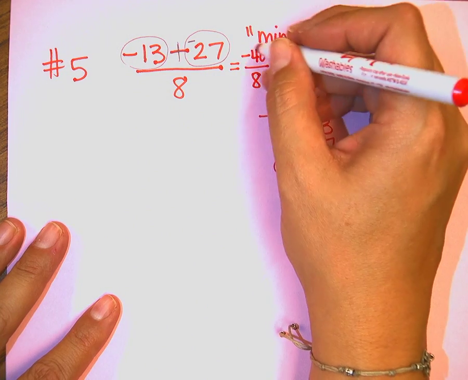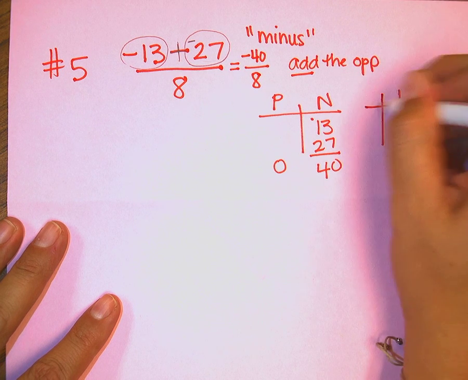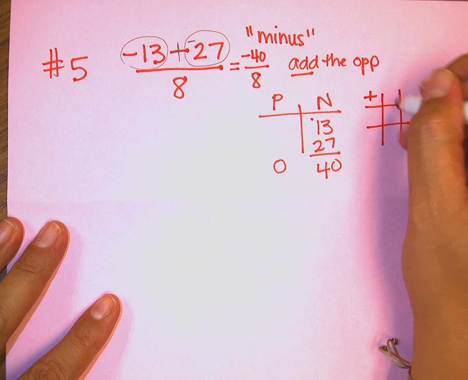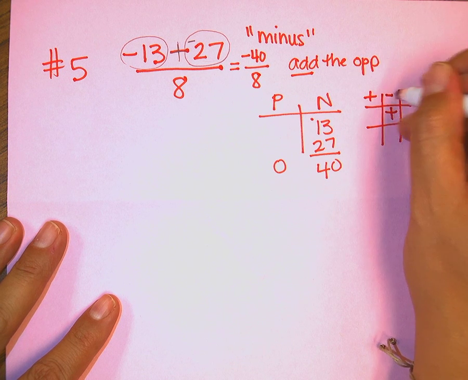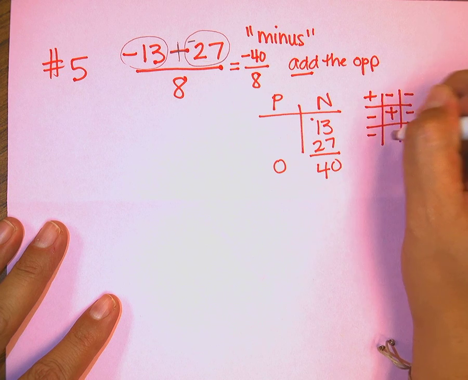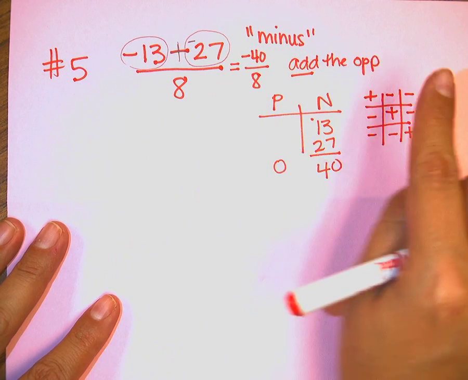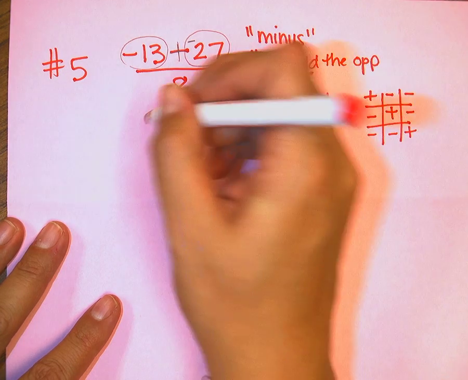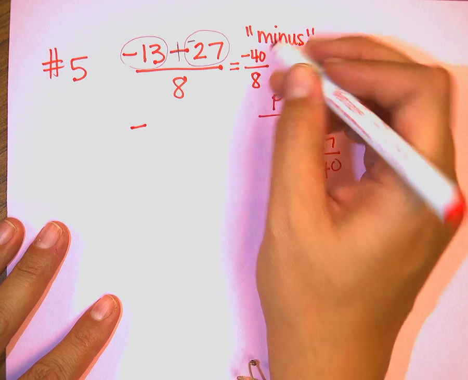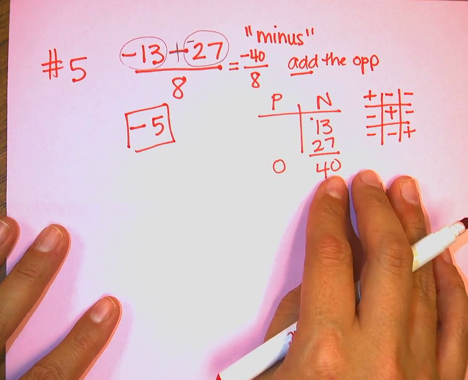Now remember, this is a division problem, so we're thinking about our tic-tac-toe rules, where as long as you have these positives along a diagonal, everything else gets filled in with negatives. And this works for multiplication and division. So I have a negative divided by a positive, so negative divided by positive. My answer is negative. And then how many times does 8 go into 40? And it's 5 times. And that's your answer for number 5.